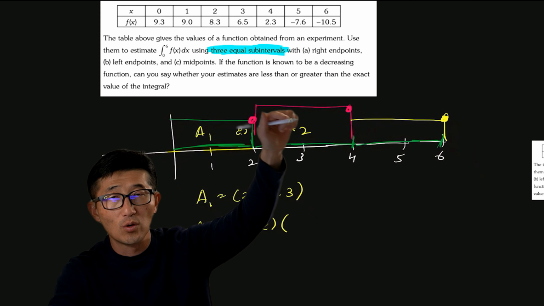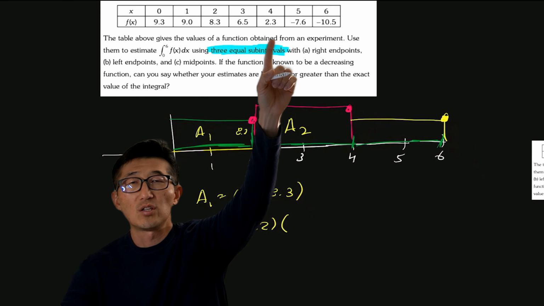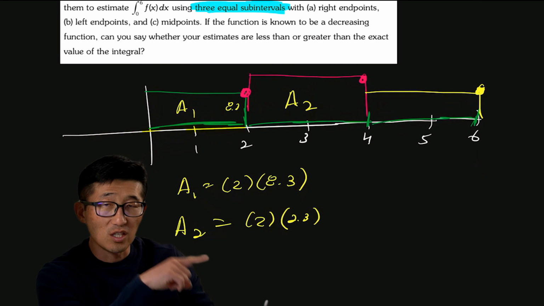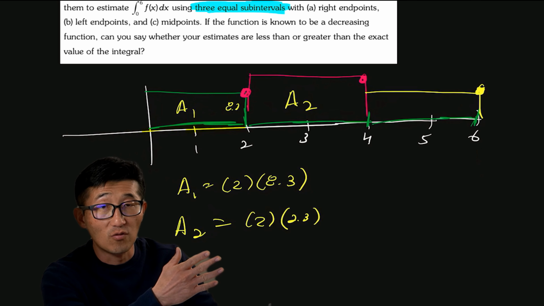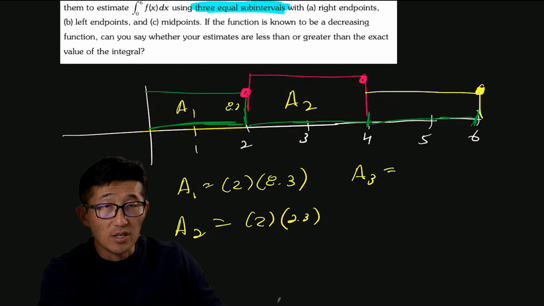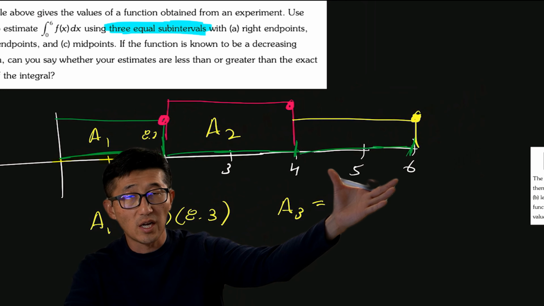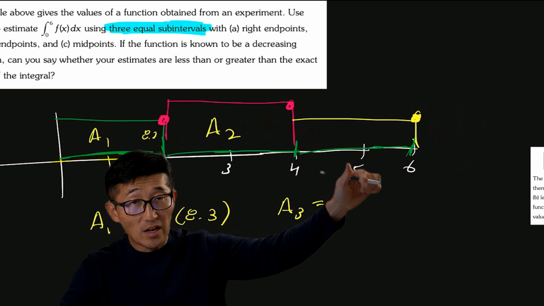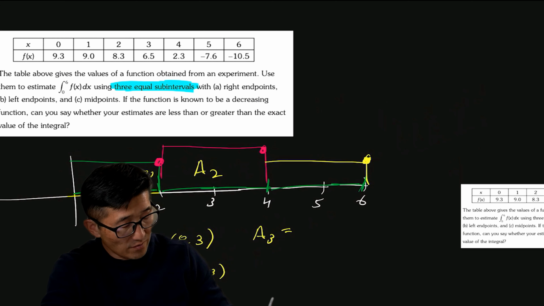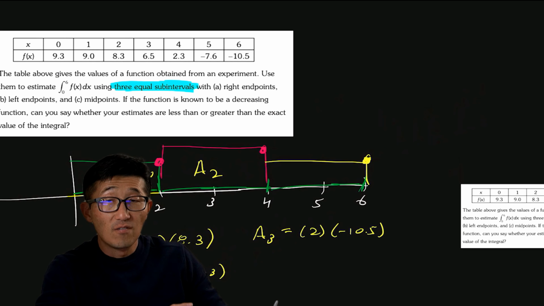So what's the height at 4? Go to 4, and we're at 2.3. So we're going to put here 2.3. Again, these are just area of rectangle numbers. And the third is basically 2 times the y value at 6. But notice that the y value at 6 is negative 10.5. So this is going to be 2 times negative 10.5.